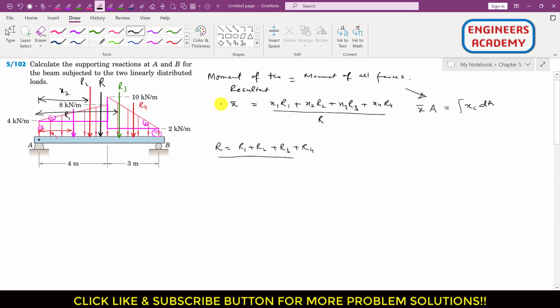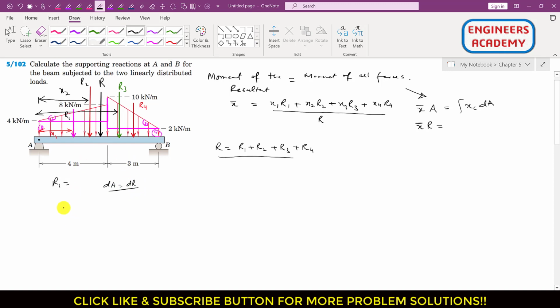Now here the area, so R1 is equal to the area of this rectangle 1, right? So this means that now the areas are the resultant forces, right? So now we can replace this area by R, right? So this is x bar into R, and in this particular case dA is equal to dR, right?